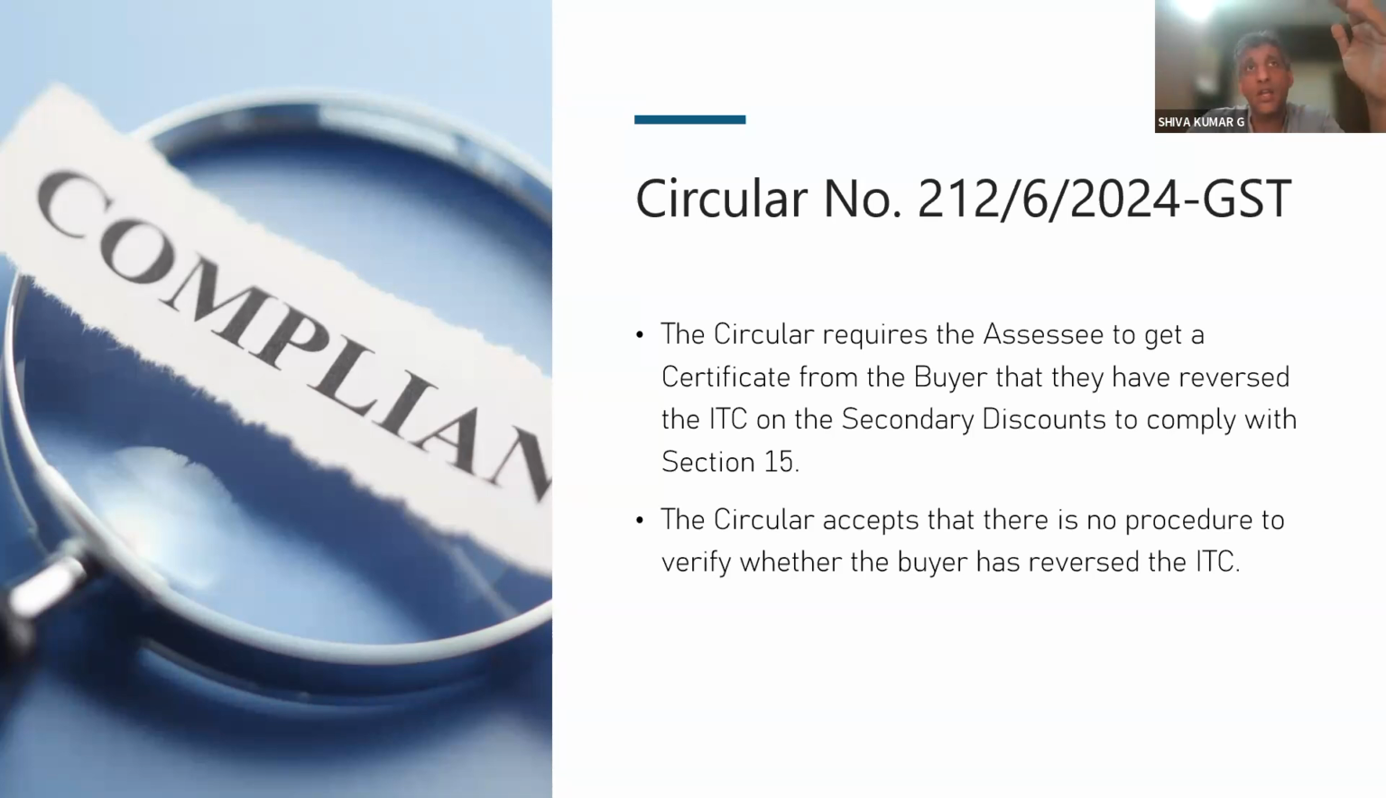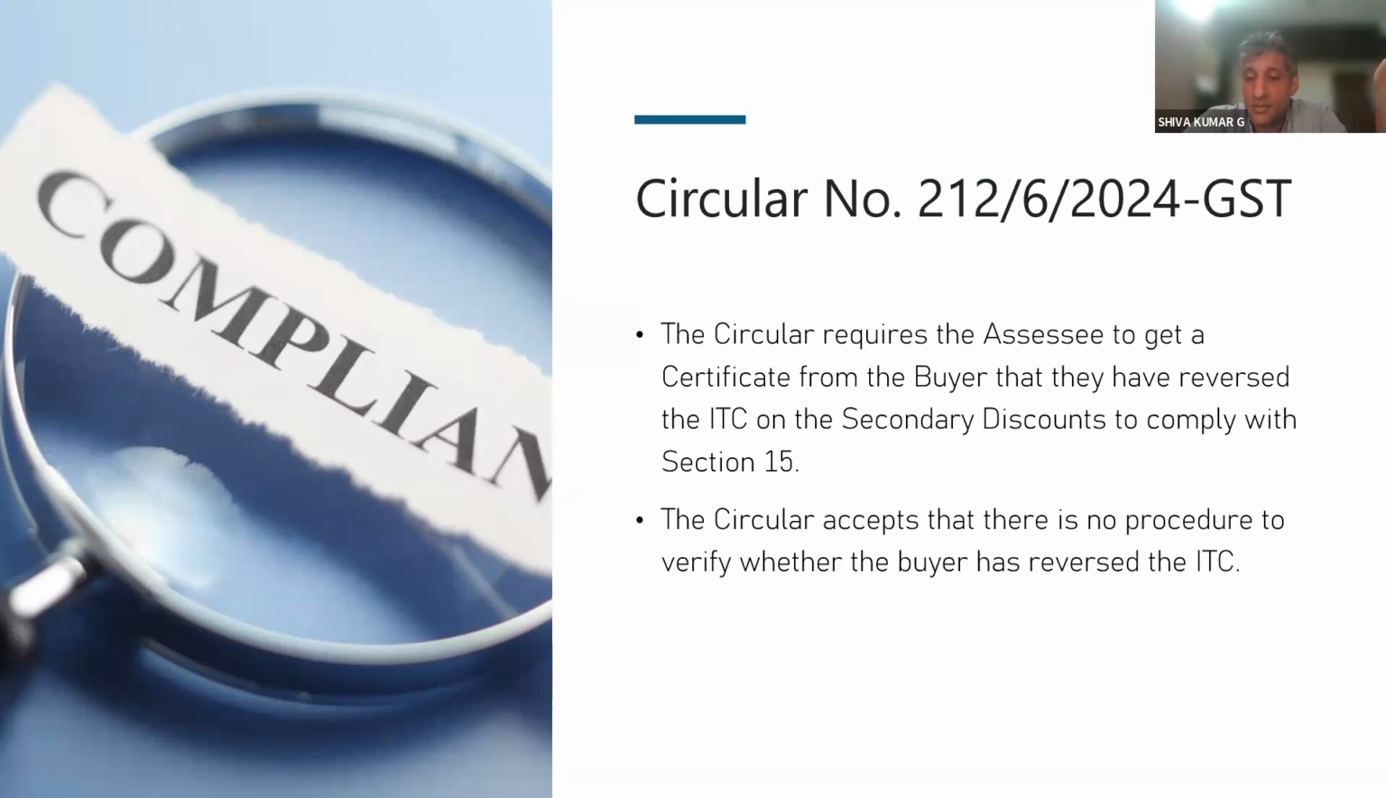What they're saying is that, okay, you have issued a credit note. Koi baat nahi. Has your buyer reversed the credit? You get a list of credit notes issued for discounts. Each value is less than 5 lakh. If it is less than 5 lakh, the buyer gives a self-declaration saying he has reversed the credit. If the GST amount is, let's say, more than 5 lakh, then he should get a CA certificate to prove that he has reversed the credit.